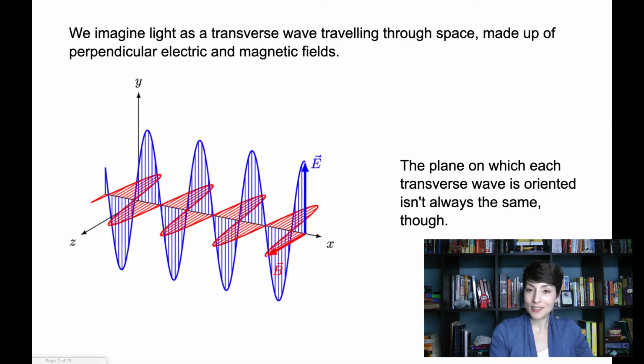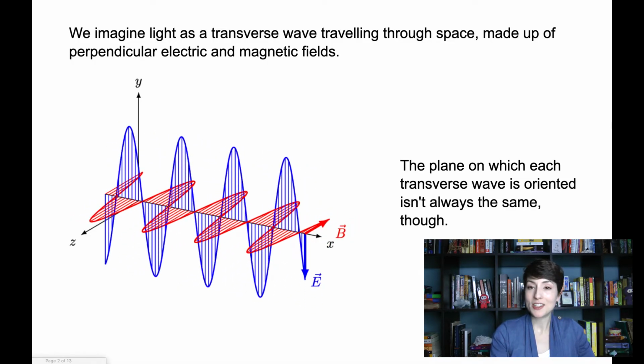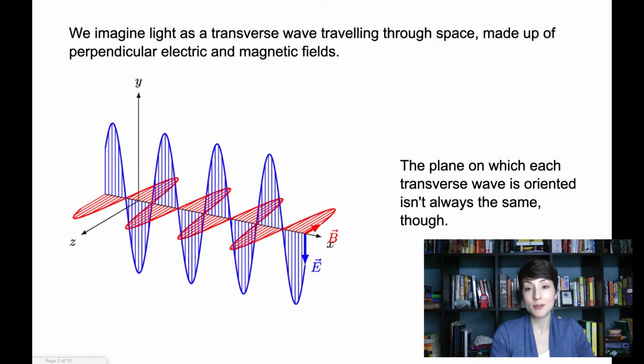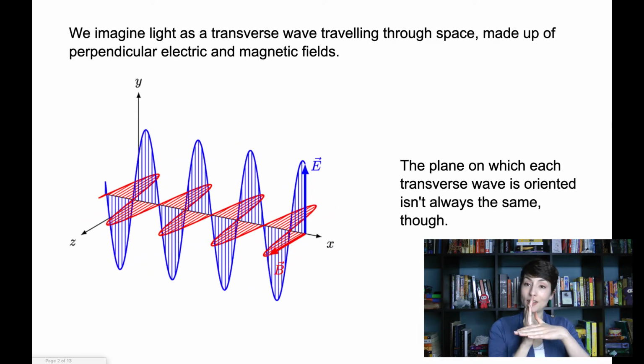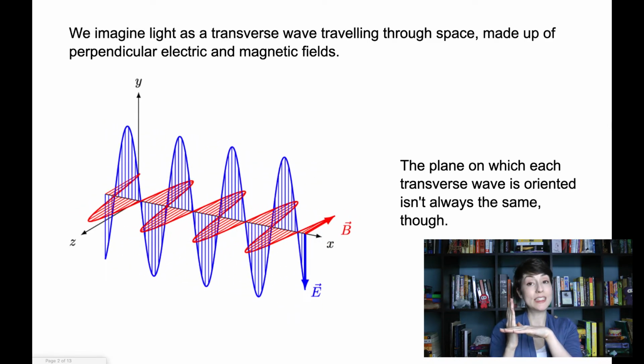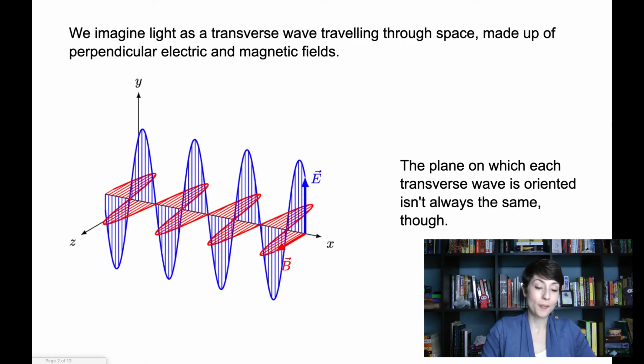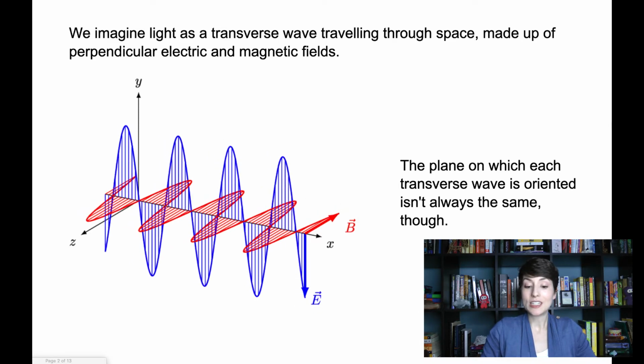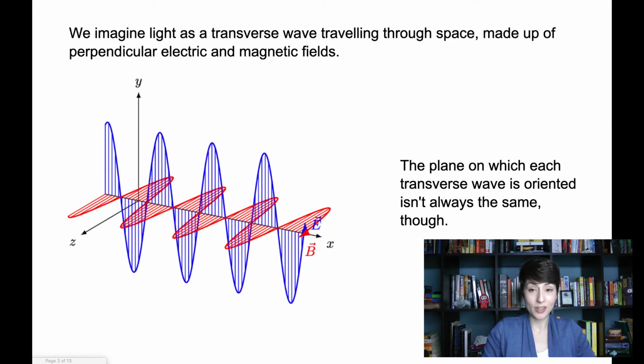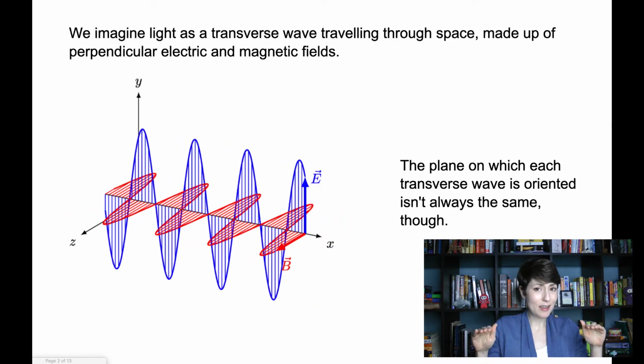We know that light behaves like a wave, and when we imagine light traveling through space, we have to imagine an electric and magnetic field that are oscillating, that are perpendicular to each other and perpendicular to the direction of travel. The plane on which each transverse wave is oriented isn't always the same though.